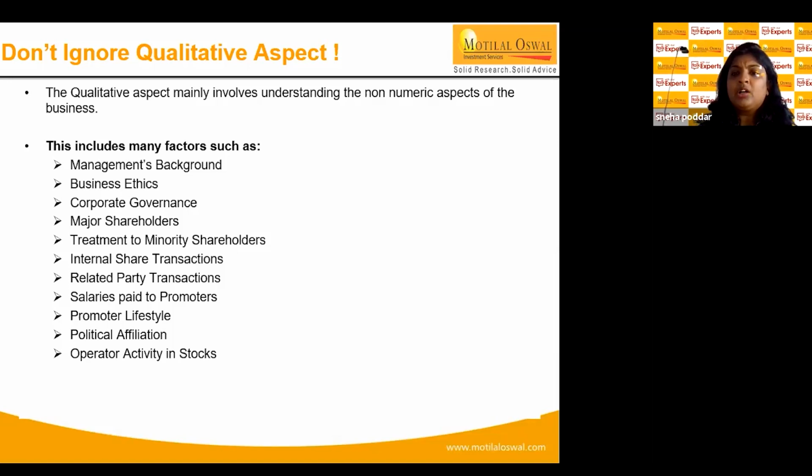And apart from these, there are certain factors like how they treat the minority shareholders, who the major shareholders are, what the quality of those large institutional holders is, and what third party transactions they are entering into, whether they are favoring their friends and relatives through third party transactions or not. These are certain softer aspects which a retail investor should look into, which will help you make a very sound investment.